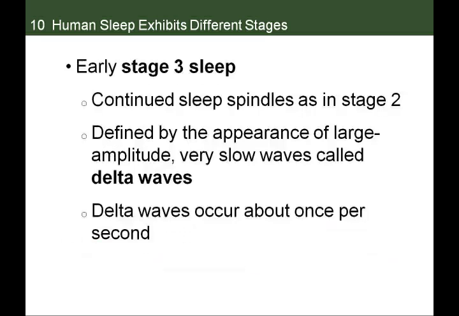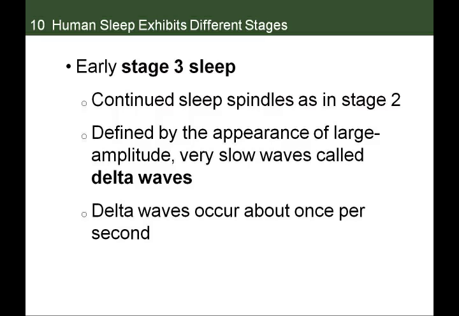Then stage 3 is divided into early and late. Early stage 3, the sleep spindles continue just like in stage 2, but the amplitude of the waveform starts to get larger than in stage 2 and 1, and the frequency starts to slow down, indicating that the brain is becoming more and more synchronous. These larger amplitude, slower waveforms are what's called delta waves. And that's when the person is in deep sleep. That's how I used to remember delta waves. Deep sleep starts with D. Okay?